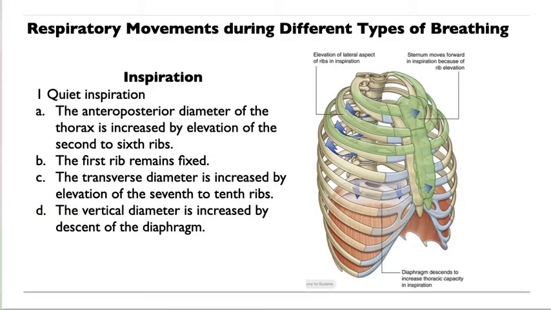Now, like I mentioned before, inspiration first is quiet inspiration, in which the anterior posterior diameter of the thorax is increased by elevation of the second to sixth ribs, and the first rib remains fixed. The transverse diameter is increased by the elevation of the 7th to 10th ribs, and the vertical diameter is increased by the descent of the diaphragm.